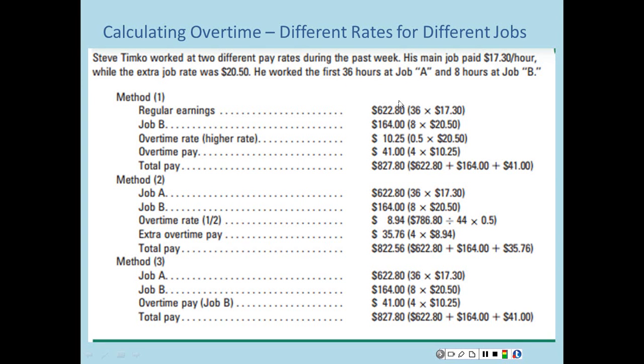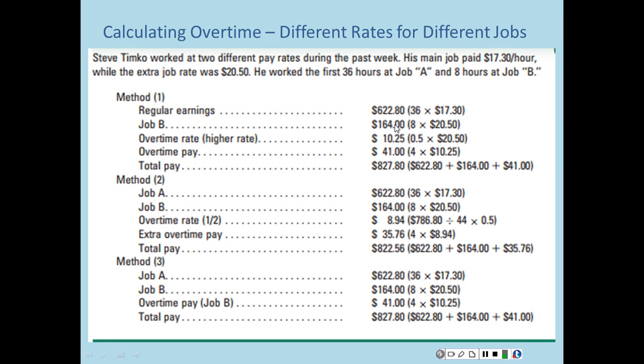So in the first one, we're going to simply compute the overtime hours, which would be 4 overtime hours. See, we have 8 plus 36 is 44 hours, so 4 of those hours are overtime and must be paid at 1.5 times the regular rate. So here we're simply going to use the higher rate to do our overtime calculation.